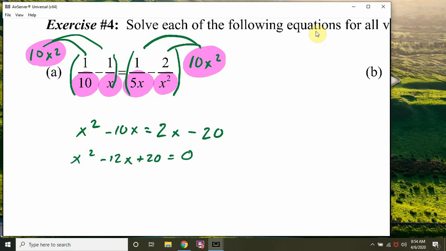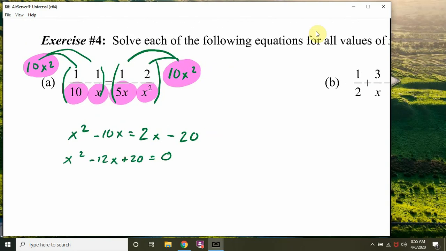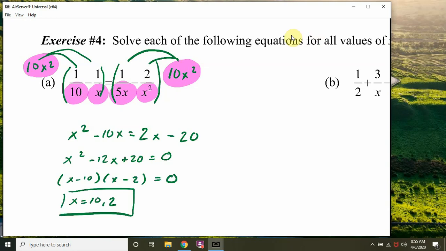So I want numbers that multiply to 20 and add to negative 12. Let's see. Do such numbers exist? Not 5 and 4. 10 and 2, of course, right? And we're going to have x minus 10, x minus 2. So here we get two values, x is positive 10 or positive 2. Again, looking at the original denominators, the only value of x that we would reject here would be 0. Neither of our values are 0, so we're good to keep both of these.